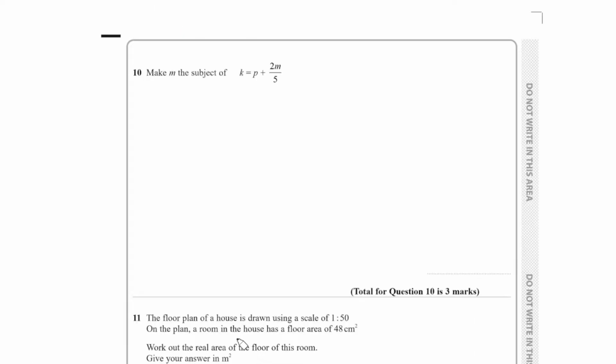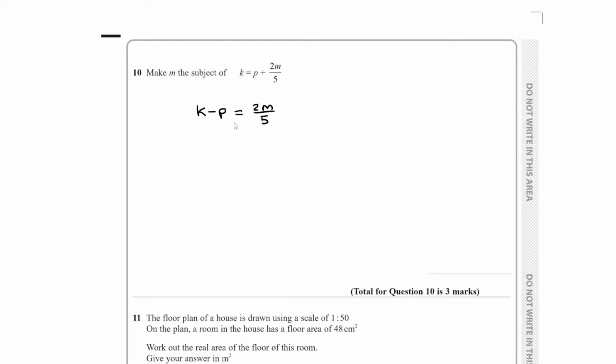Okay, question 10, make m the subject of k equals p plus 2m over 5. So I normally try, if there's anything added or subtracted, I try and move that across first, like the p. I'm just going to move across. So I'm going to take it away. Obviously do the opposite of what's currently there.